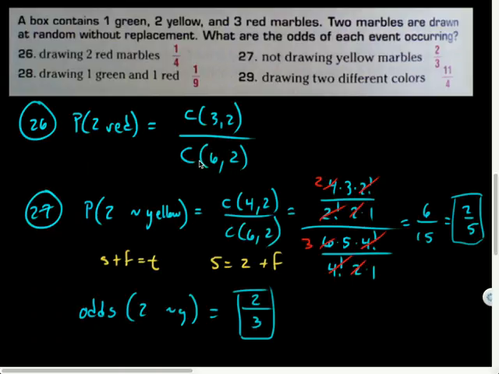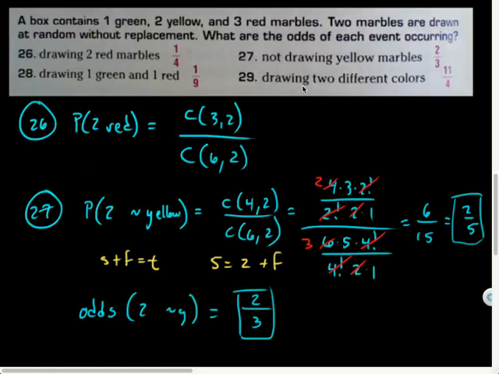Let's see, probability 2 red. No, that one actually would be harder to do because failure would include getting at least 1 red or no red. And we'll talk about situations like that a little bit later. So here it's actually easiest just to find the probability.